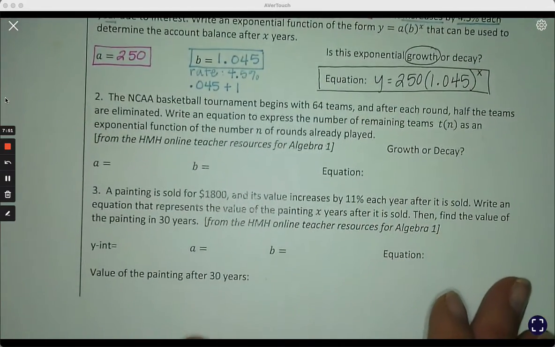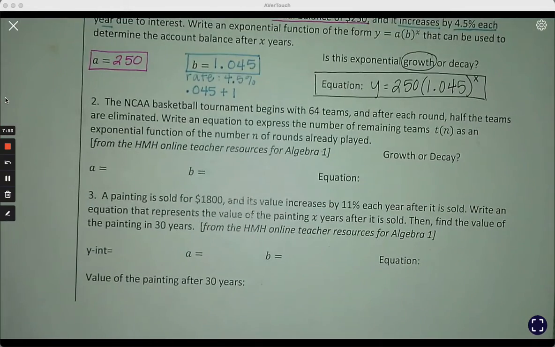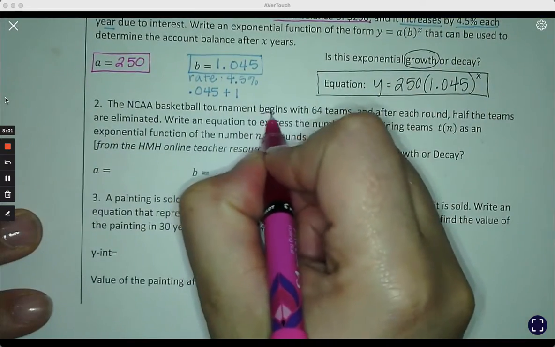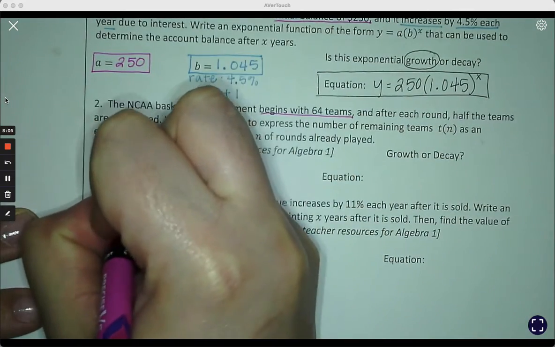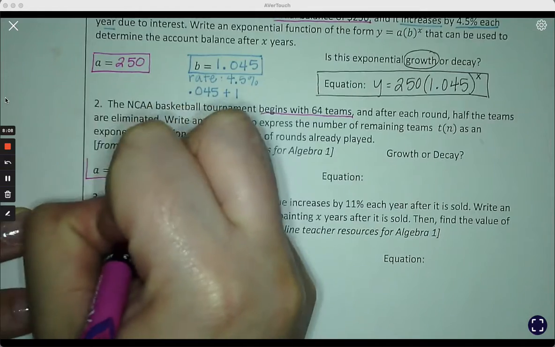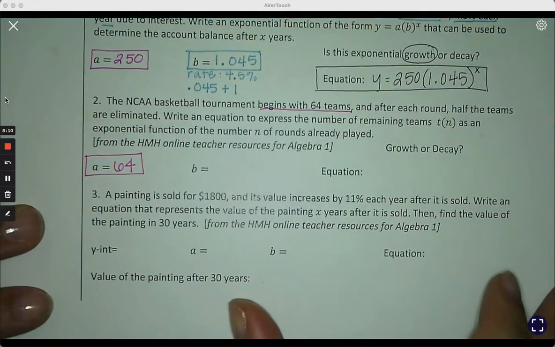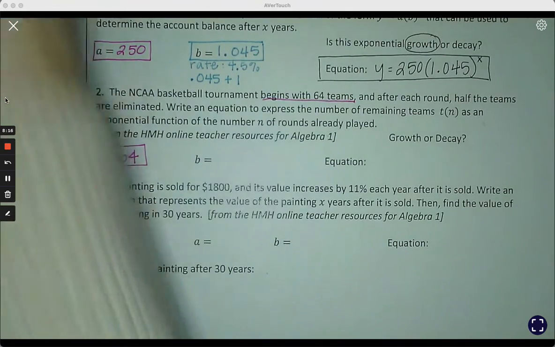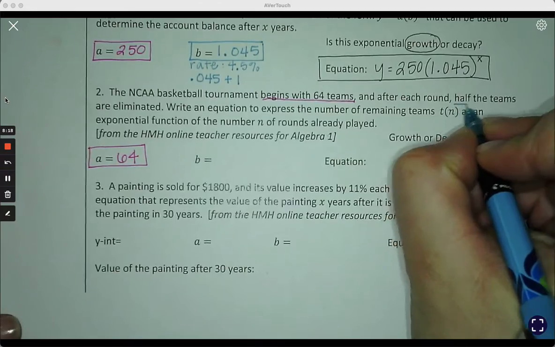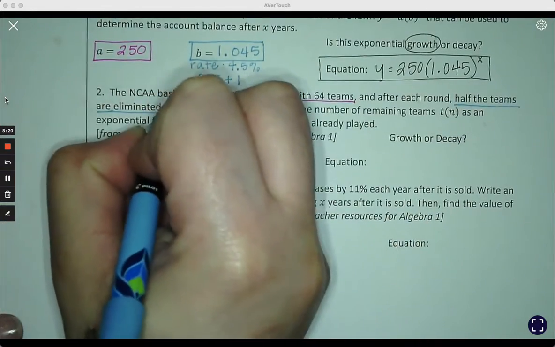Okay. Let's look at number 2. The NCAA basketball tournament begins with 64 teams. I'm just going to stop right there. Begins. It's my starting spot. A is automatically 64. Okay, 64 teams. After each round, half the teams are eliminated.